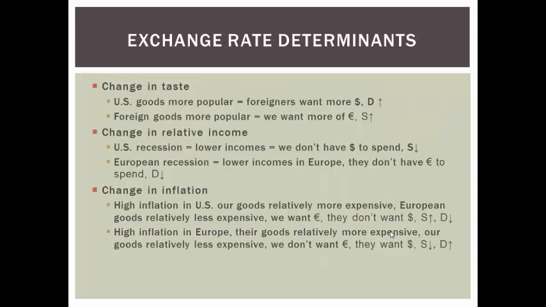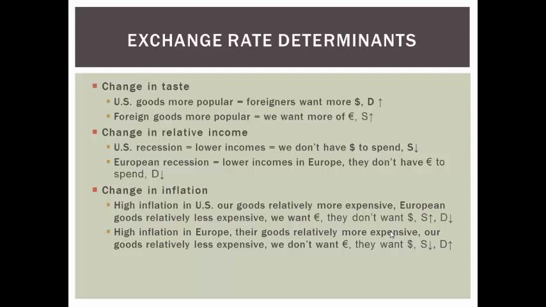So what can determine exchange rates? Several things. We're going to talk about 5 of them. 3 that relate to the purchase of goods and services, and 2 that relate to the purchase of financial assets. A lot of times when we think about goods and services, it may help us to think not just about the good, but maybe about travel, but we'll talk about that in a second. So change in taste.